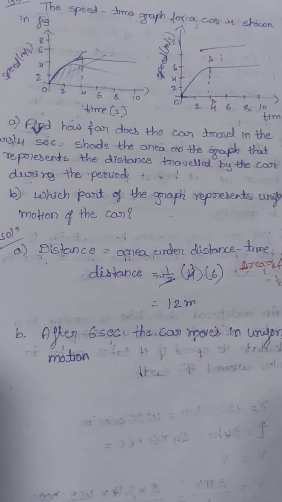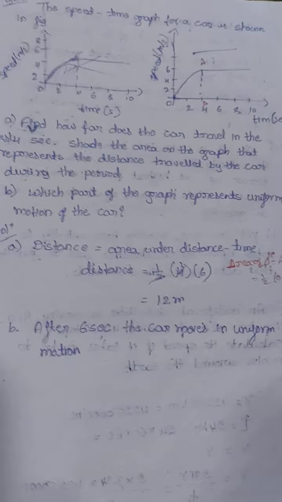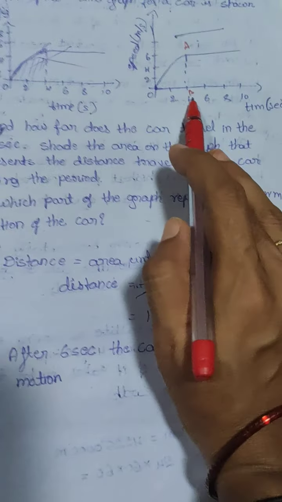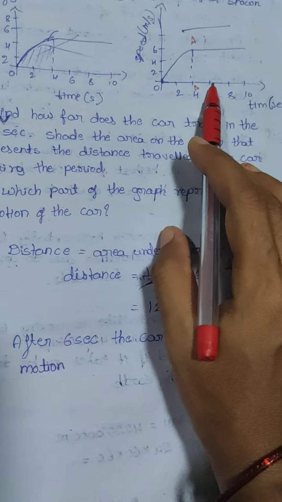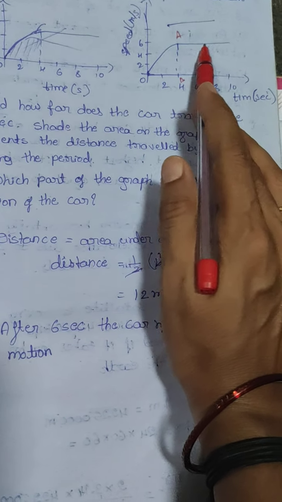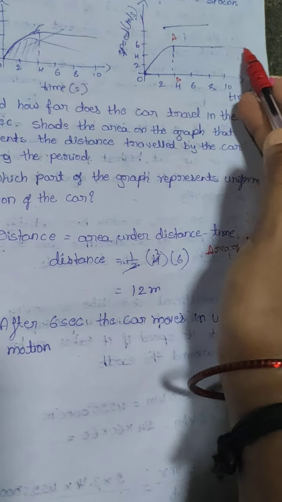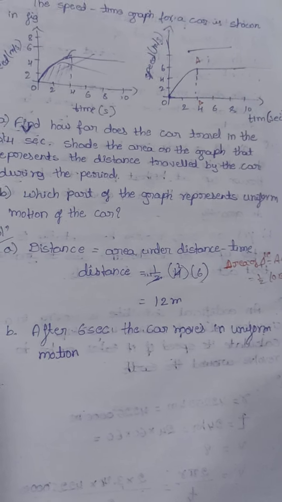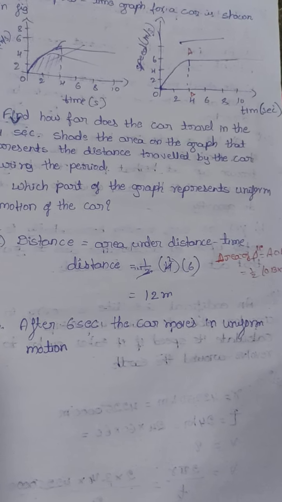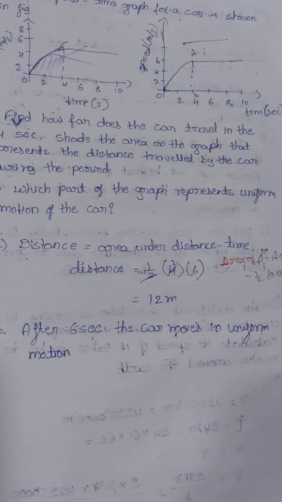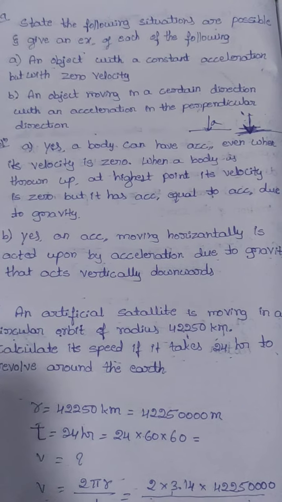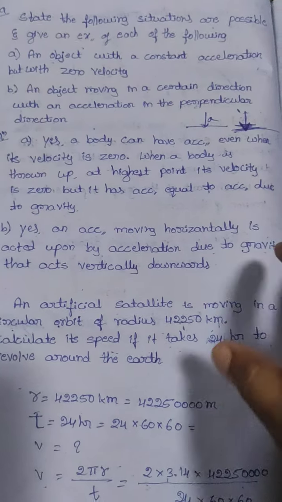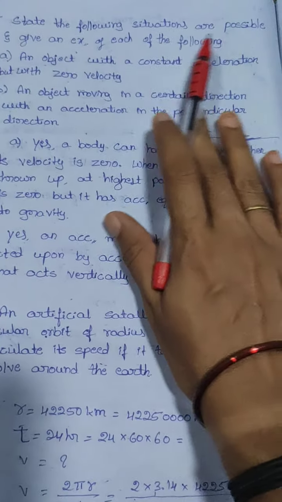Second, what part of the graph represents the uniform motion? Just see this graph, at what point the object moves uniformly. After 6 seconds, what happens? The car moves in a straight path or in a straight line. So we can say that after 6 seconds the car moves along a straight path. So you have to observe the graph carefully. Okay, then only you can understand the problem.